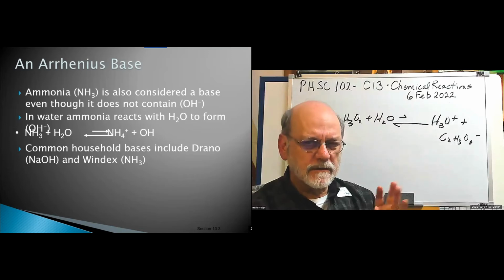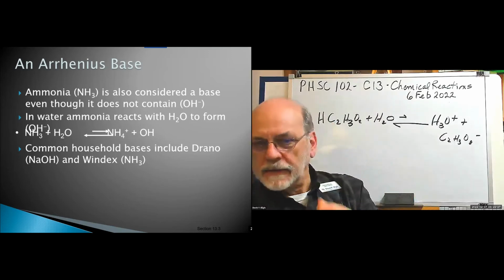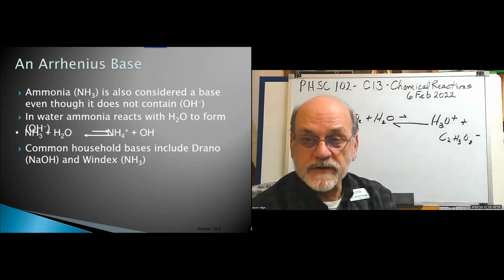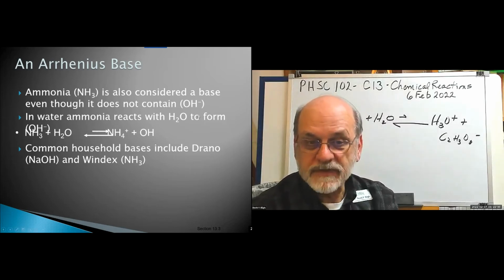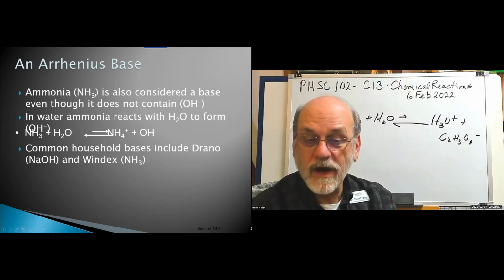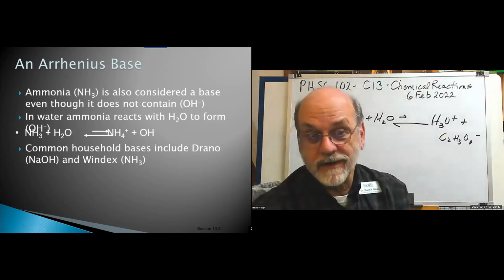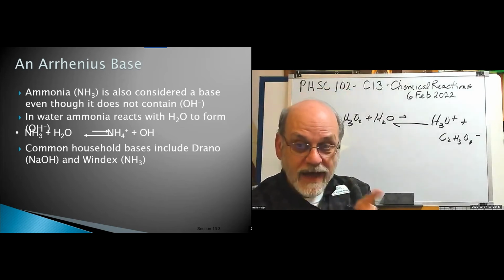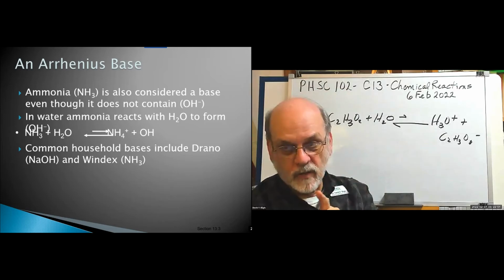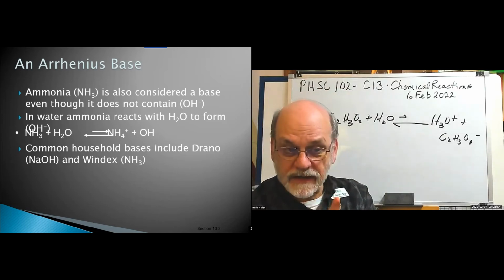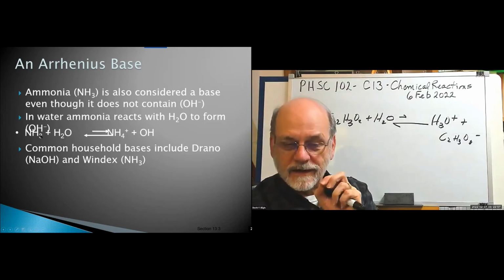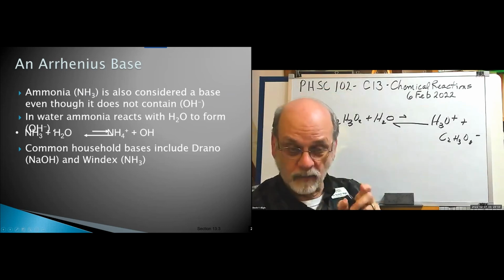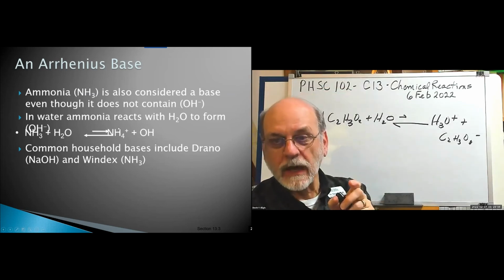Now here's a difficult concept. Ammonia, when we dissolve it in water, produces a basic solution, but the molecule itself does not contain hydroxide. So what's going on here? What happens is, just like acid reacting with water, ammonia reacts with water. And when it does, the ammonia takes a proton from water, a hydrogen ion from water. So we get ammonia converted to the ammonium ion.